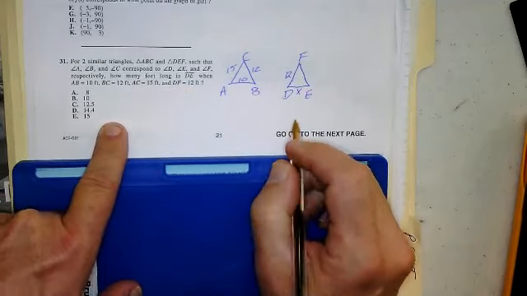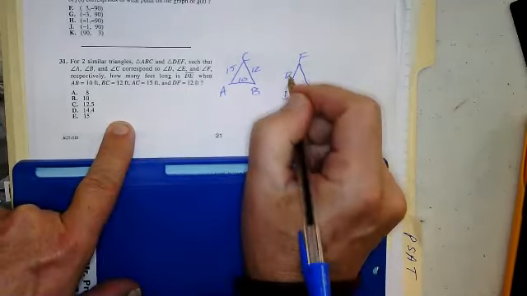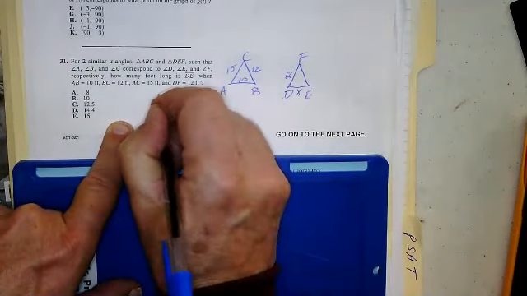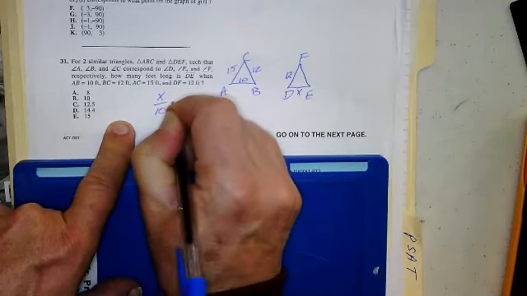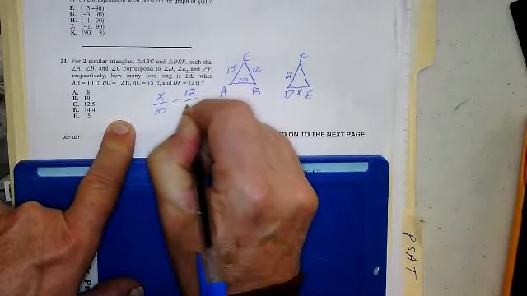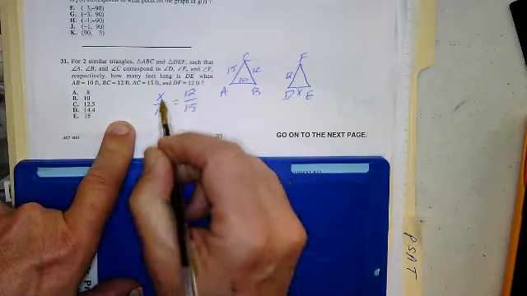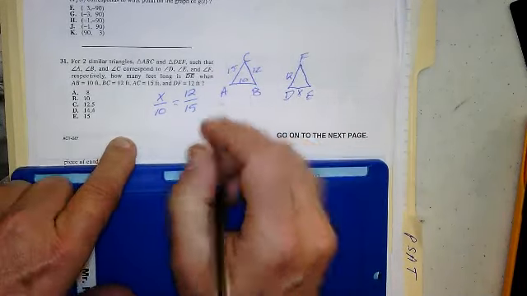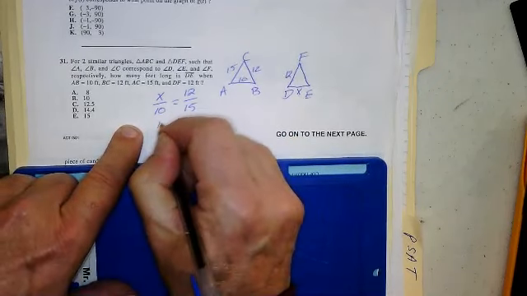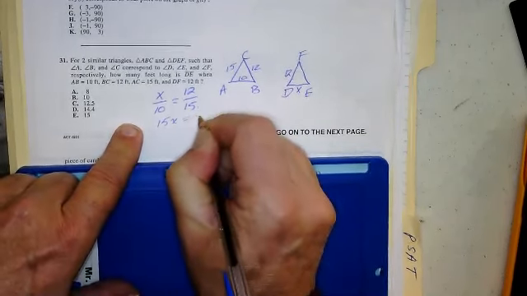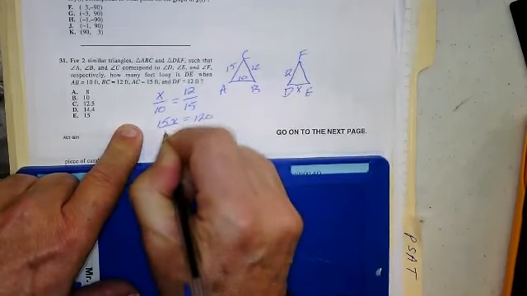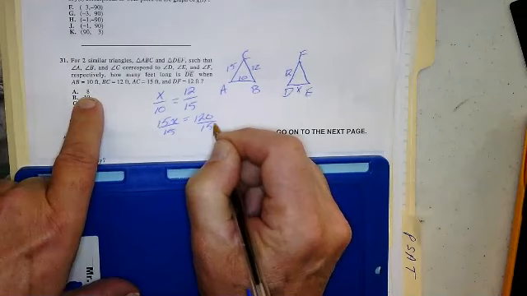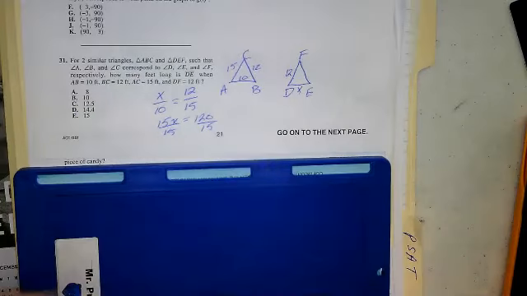So we set up two ratios. This corresponds to this corresponds to that. So I have x over 10 equals 12 over 15. Okay, the smaller numbers on top, bigger numbers on bottom for each corresponding part. So then we cross multiply, and I get 15x equals 120, and divide both sides by 15, and x is going to equal 8. X equals 8.